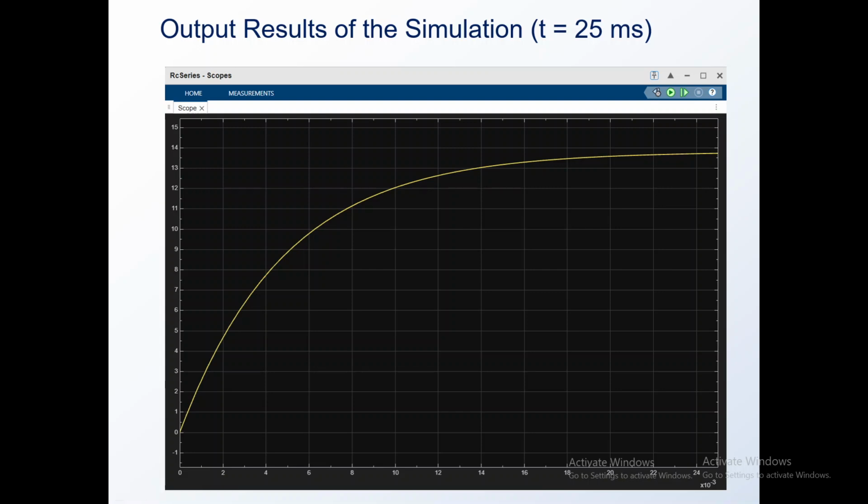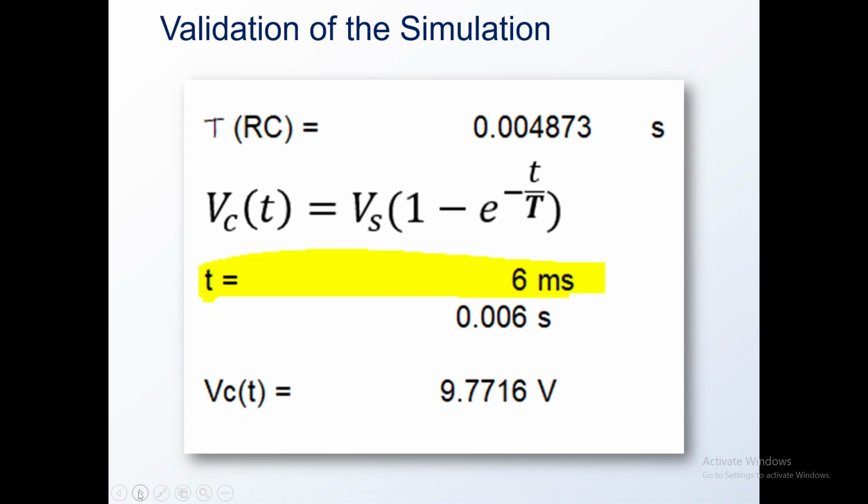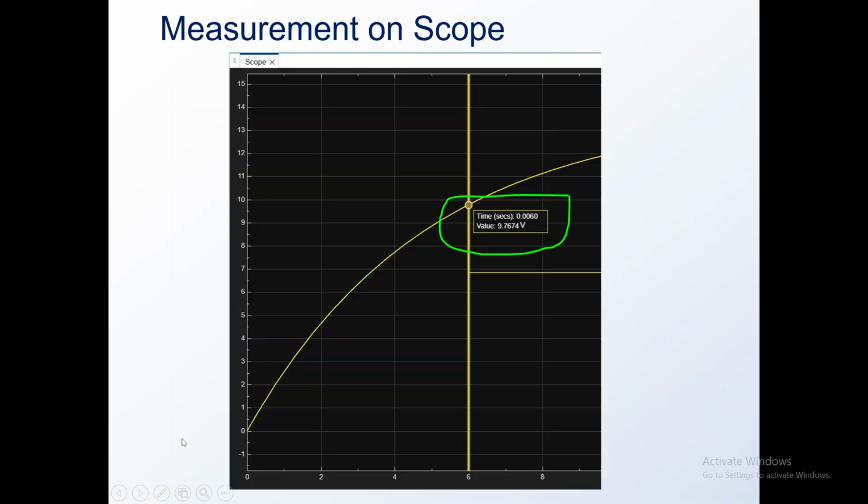What remains now? You should be able to validate the simulation. That means whatever the simulated voltage you get after time t should be equal to your theoretical voltage. So we will choose randomly t as 6 millisecond and calculate the voltage across the capacitor after 6 millisecond, and as per our calculation it is 9.77 volt, and we will measure the same voltage on the scope, and we are getting nearly the same voltage.